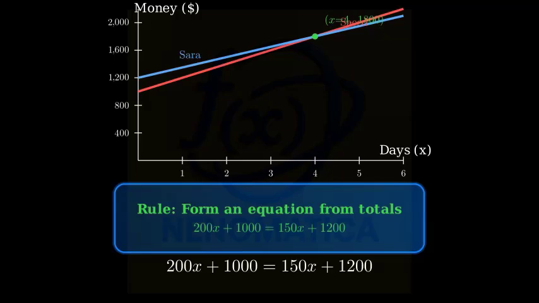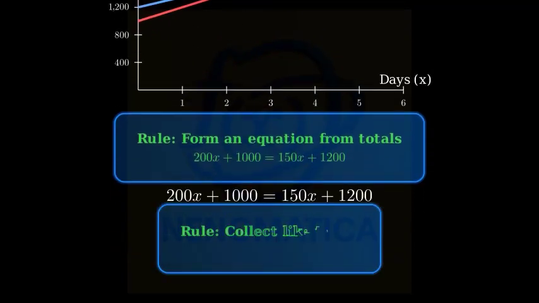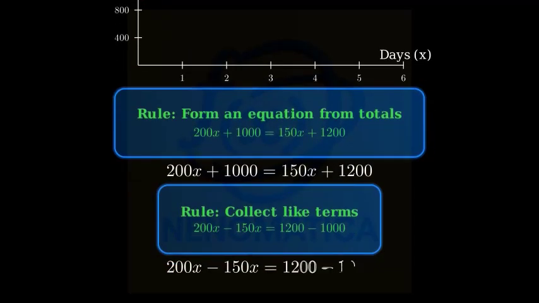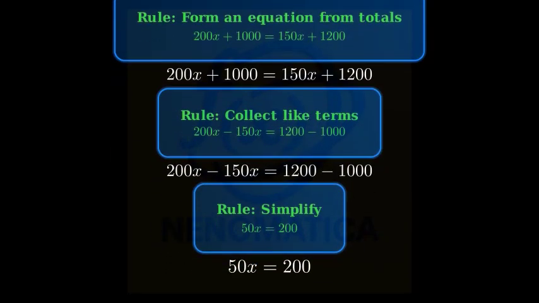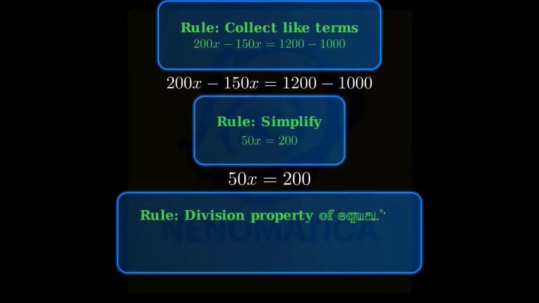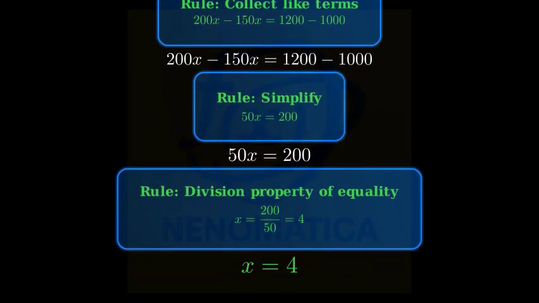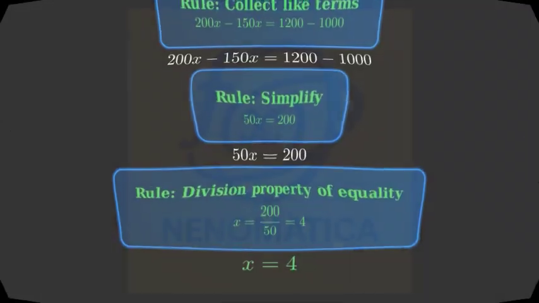Now we follow the exact algebraic steps. Step 1. Form the equality of totals. 200x plus 1,000 equals 150x plus 1,200. Step 2. Collect like terms by moving x terms to the left and constants to the right. 200x minus 150x equals 1,200 minus 1,000. Step 3. Simplify both sides. That gives 50x equals 200. Step 4. Use the division property of equality. Divide both sides by 50 to find x equals 4. Therefore, after 4 days, their money is equal.